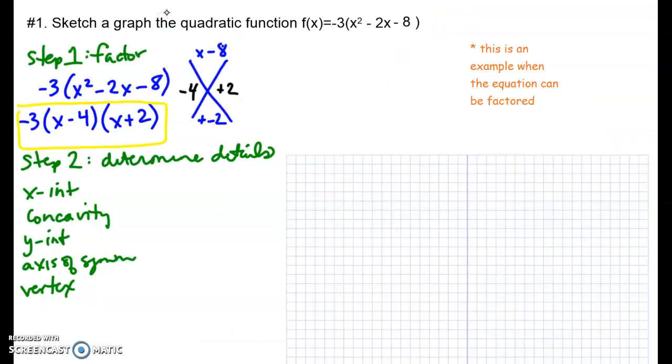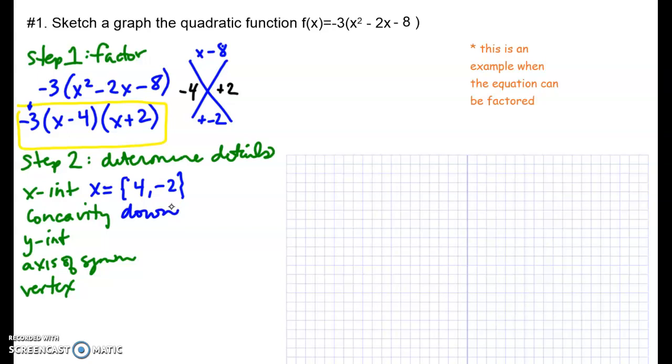So, grab my pen here. The x-intercepts are x equals, now consider the negative, so 4 and -2. Basically what we're doing is switching the signs that we see. Concavity refers to the a. Here's the a, it's a -3, so we know it's opening down.